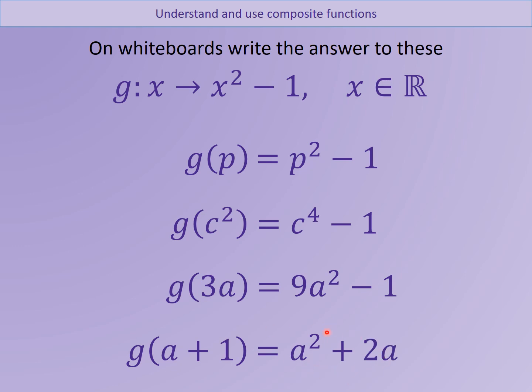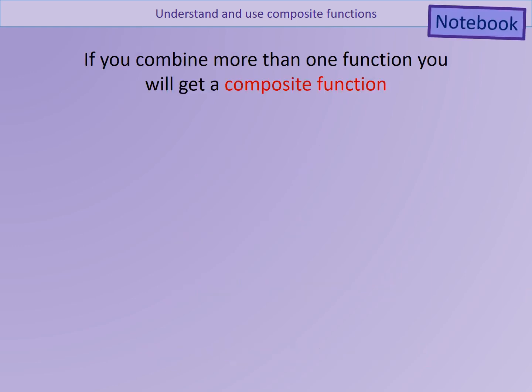Once you've got your a plus 1 squared, take away 1, if I expanded that a plus 1 squared, I'd get an a squared plus 2a plus 1, take away 1, leaves me that. So I've simplified it as well there. So well done if you managed to simplify it yourself. Right, grab your notebooks then, let's just formalise this a little bit.